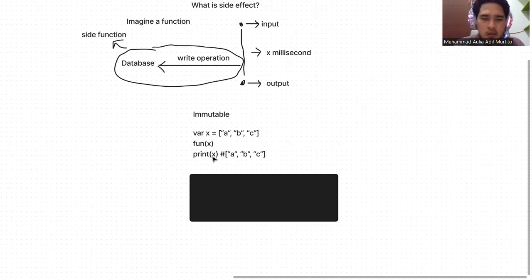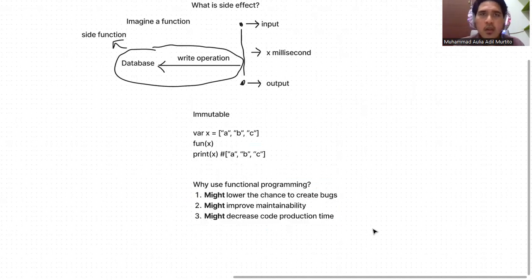Now when we print x, it should be the same as before it went to a function, which is still ABC. So this scenario here is immutable.